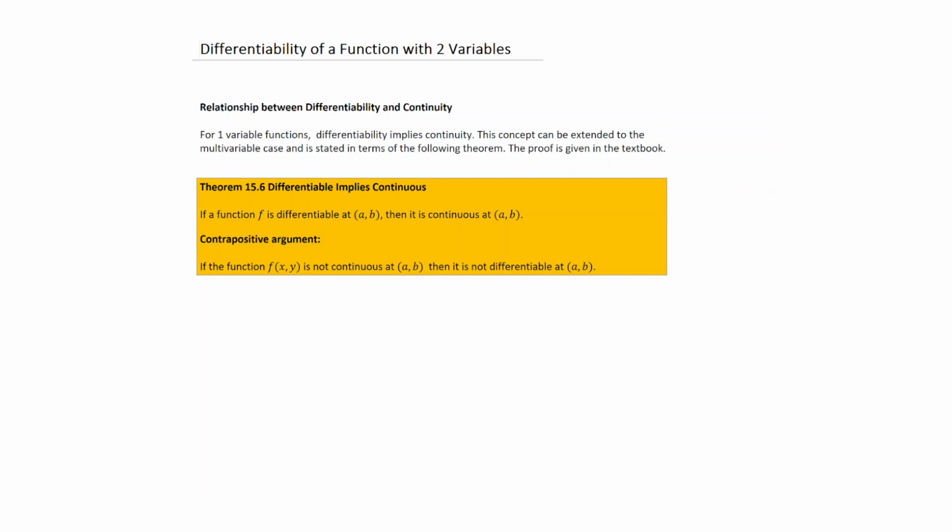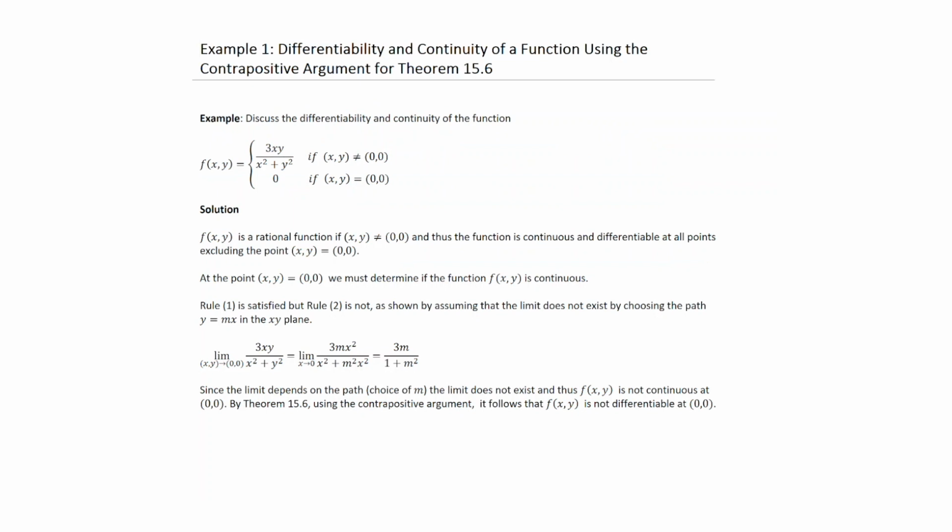So this particular contrapositive argument is used quite frequently to prove non-differentiability, because it's relatively easy to show that a function is not continuous. I mean, we'll make use of that quite frequently, at least the contrapositive argument. All right, so we'll do some examples now.